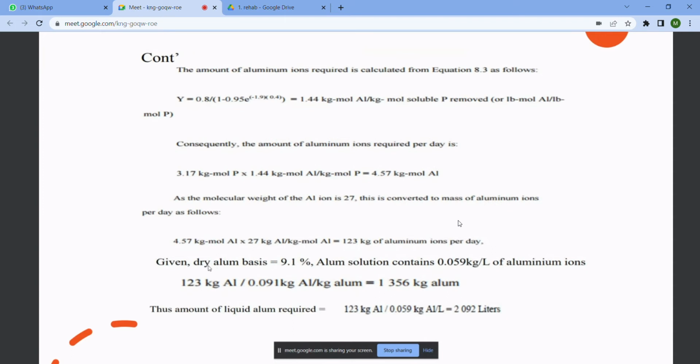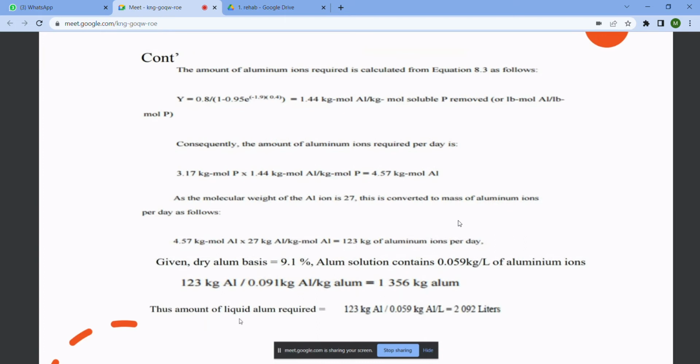Given the dry alum basis, alum is aluminium equal to 9.1 percent, and alum solution contains about 0.059 kg per liter aluminum ion. So the 123 kg of aluminium divided by 0.091, from this percentage, gives you the total weight of the alum that has to be added, which is 1356 kg of alum.